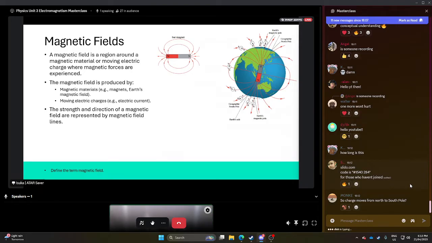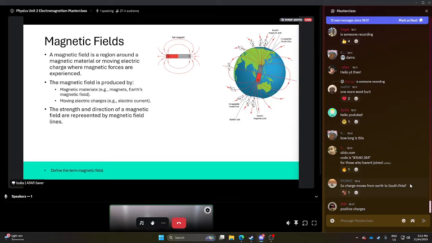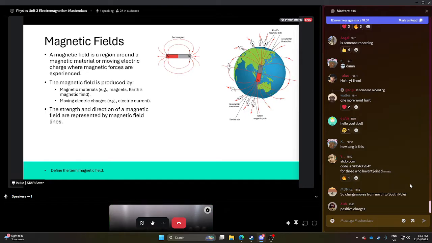Sorry, I just saw a question: does charge move from north to south pole? Yes, for any magnet, solenoid, permanent magnet, and as you can see here in the Earth's geographic poles, that is correct.